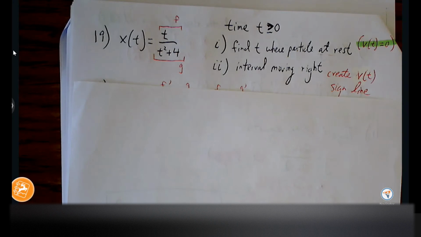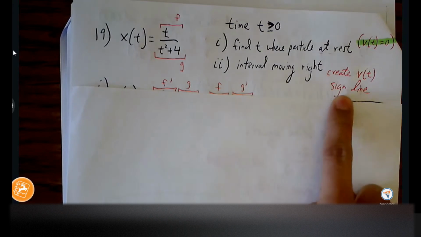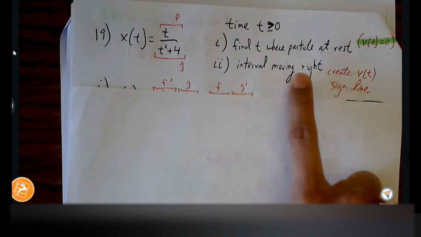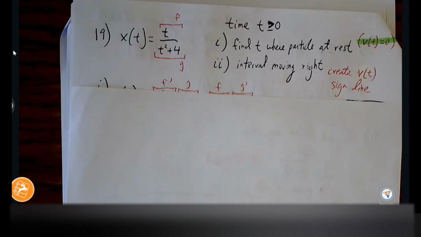Okay, so we'll do that. And then from there, we can build our velocity sign line. And from the velocity sign line, once that is populated, we can determine the interval where the particle is moving to the right. So when we populate the velocity sign line, we're going to have plus and minuses. And plus is going to indicate interval moving right. Negative would indicate interval moving left.